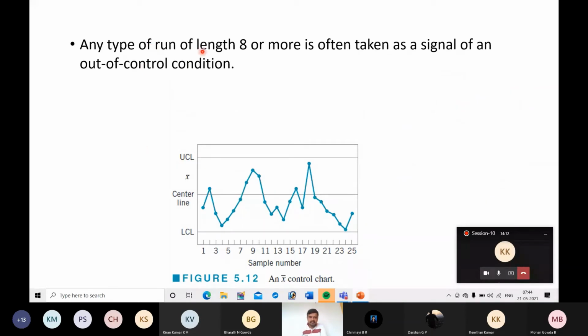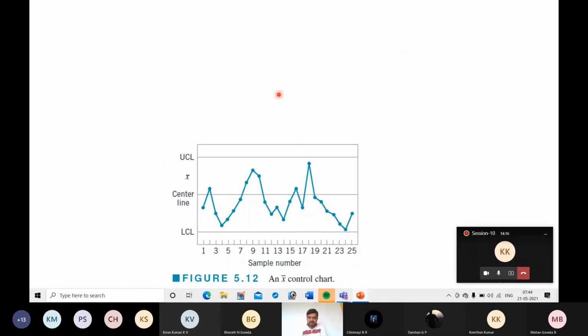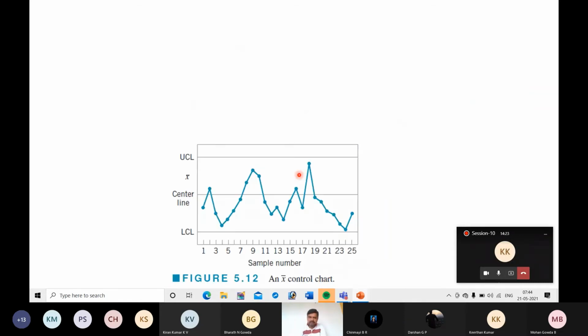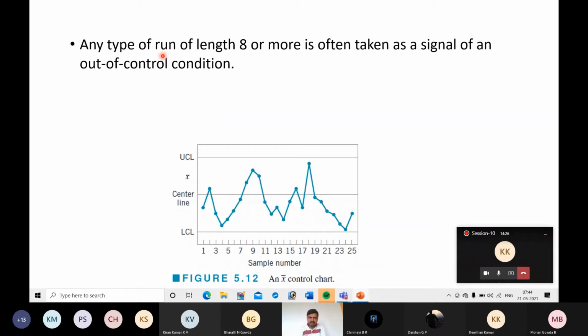Any type of run of length 8 or more. In the previous cases, here it is a run of 5 points, here it is a run of 6 points. Suppose in any control chart you get a run of length 8, that means 8 points which are in increasing trend, or 8 points which are in decreasing, one after the other. Then that is considered a signal of an out of control condition.